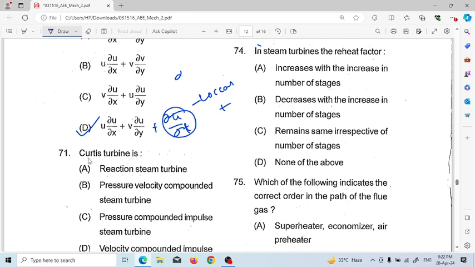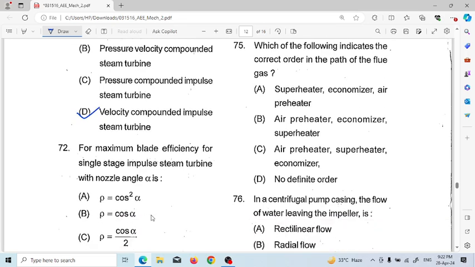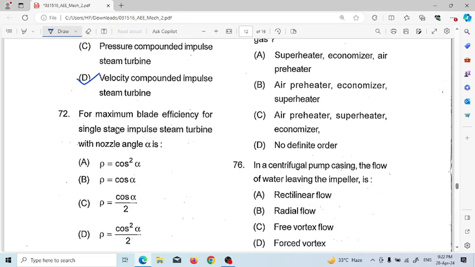Next, Curtis turbine is a velocity compounded impulse turbine. Option D is the correct answer. Next, for maximum blade efficiency for a single stage impulse steam turbine with nozzle angle alpha, the rho is equal to u by v, which is equal to cos alpha by 2. Option C is the correct answer. Just a minute.